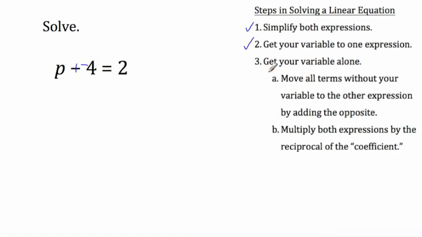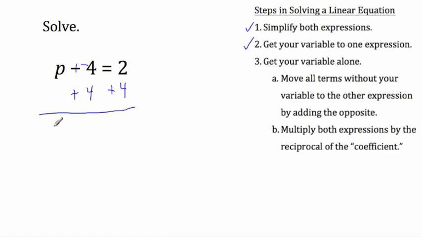Next, we need to get our variable alone by moving all terms without our variable to the other expression by adding the opposite. Looking in the expression with our variable, there are terms because here's a plus sign. We have things being added. We need to find the term without our variable in it, that's the negative 4, and move it to the other expression by adding the opposite. The opposite of negative 4 is positive 4, so we're going to add 4 to both expressions.